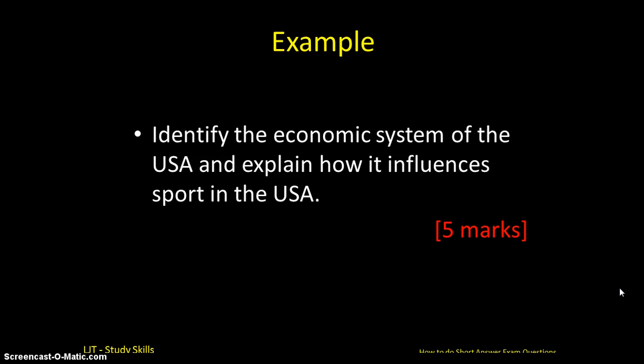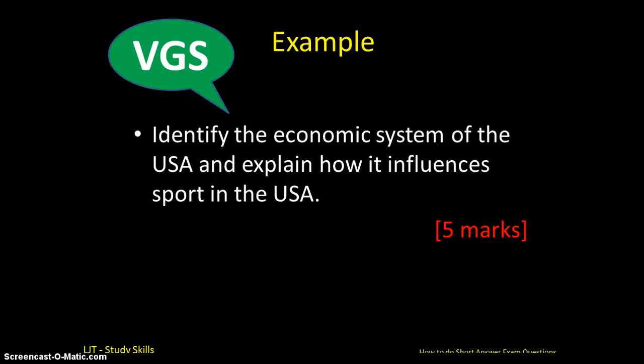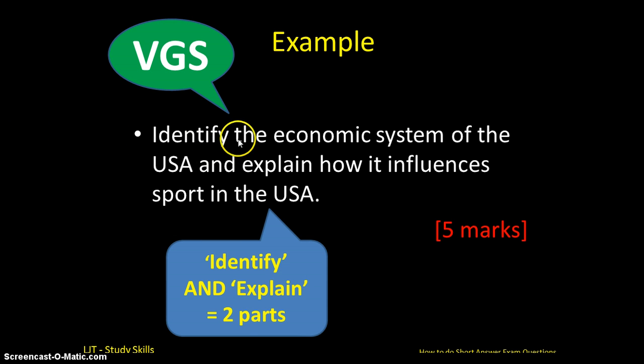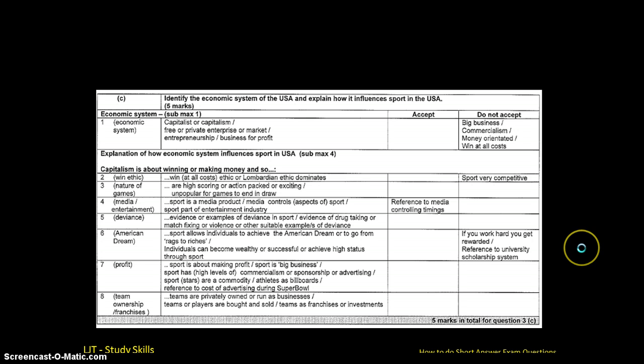Here's another example. Identify the economic system of the USA and explain how it influences sport in the USA. You should hopefully know that you're going to go through the VGS process. The verb, in actual fact, there are 2 verbs here, identify and explain. So we know we've got 2 parts to this question, and it's a 5-mark question. And let's have a look at the mark scheme. I wanted to pick out how mark schemes work.